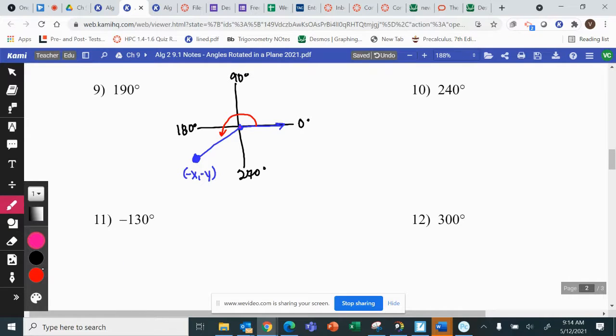So I'm going to start at 0, 0. I'm going to graph negative x, negative y. Negative x, negative y. That's how I get to that spot. That's where my triangle is. Theta is inside of the triangle, and it connects to the x-axis and the terminal side.